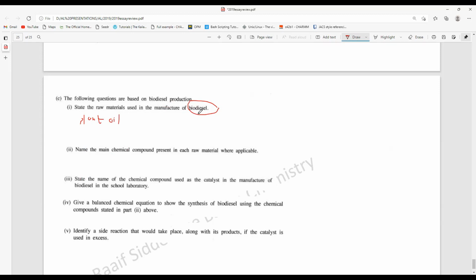So what is the normal method to produce biodiesel? You get the plant oil, you add methanol, and you break down the triglyceride to form the ester. That is how biodiesel is formed. So you need plant oil, and you need methanol as well. That is the other thing that you need to know here. So these are the two things.